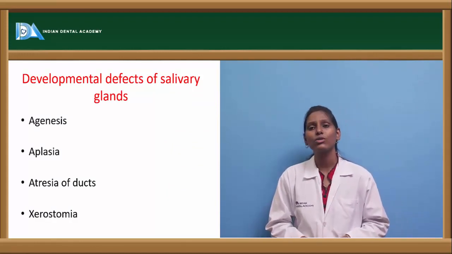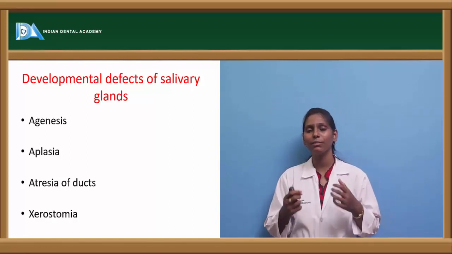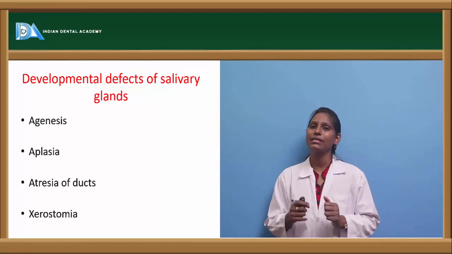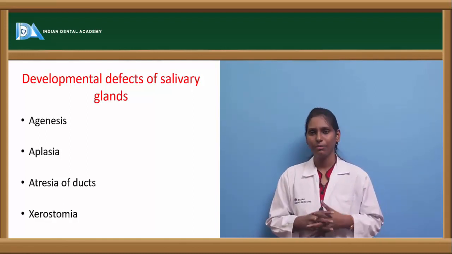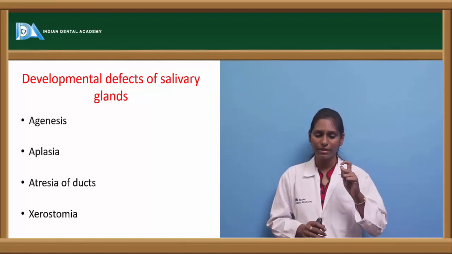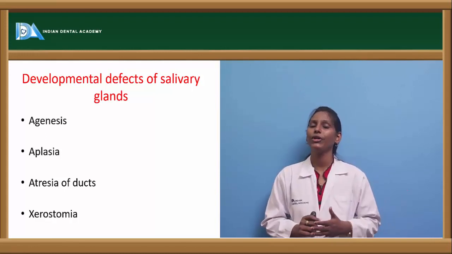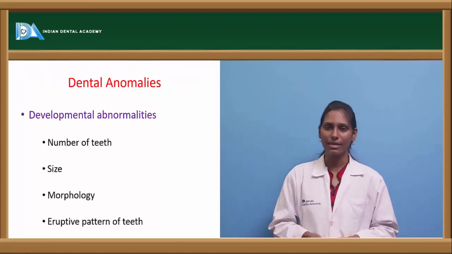Now coming to defects of your salivary glands, we have various defects of salivary glands, which include agenesis, that is completely absent salivary glands, and aplasia. Though the development is present, it is not complete in nature. Atresia of ducts is where the ducts are not properly developed. And all these conditions can lead to xerostomia or dry mouth. It is decreased secretion of your saliva. Okay, and these include the developmental defects of your salivary gland.